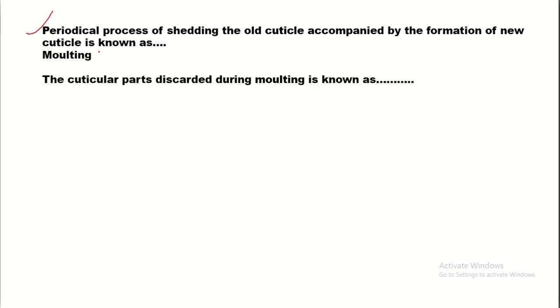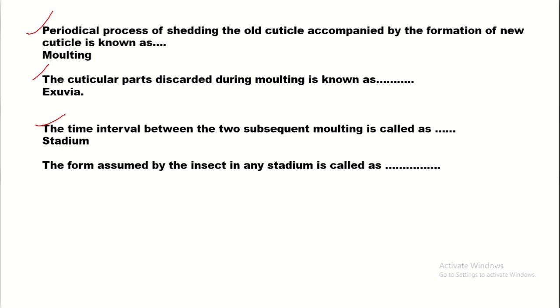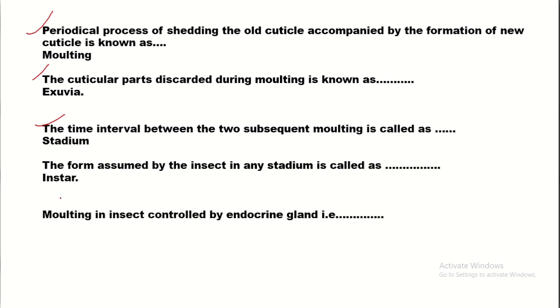Periodical process of shedding the old cuticle accompanied by the formation of new cuticle is known as molting. The cuticular part discarded during each molting is known as exuvia. The time interval between two subsequent moltings is known as stadium. The form assumed by the insect in any stadium is known as instar. Molting in insects is controlled by an endocrine gland, that is the prothoracic gland.